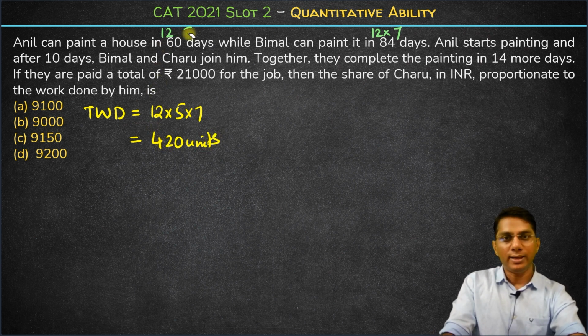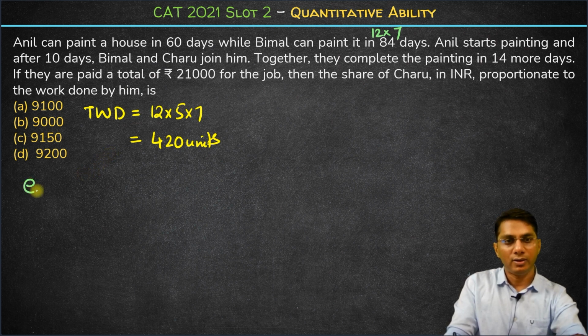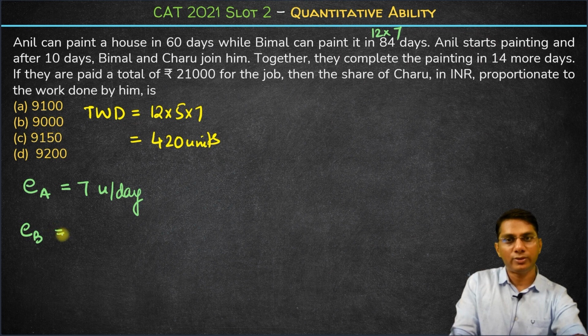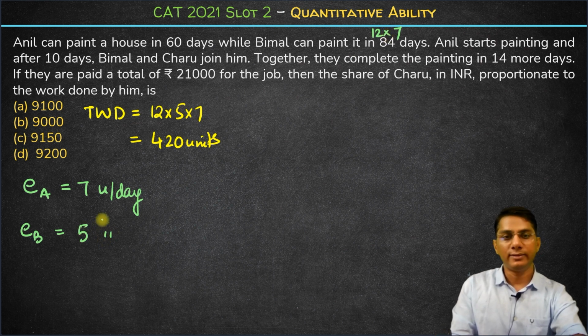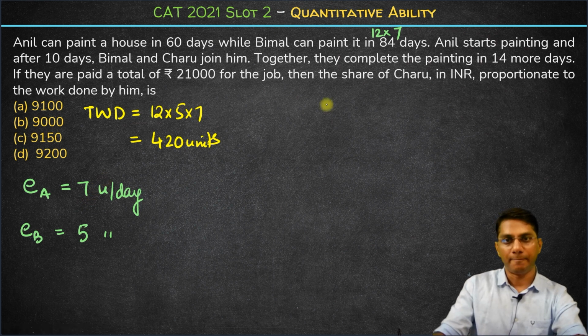Now if Anil can do this work in 60 days, that means the efficiency of Anil will be 420 by 60, which is 7 units per day. Similarly, if Bimal can do this job in 84 days, the efficiency of Bimal will be 420 divided by 84, which is 5 units per day. These are their efficiencies per day.